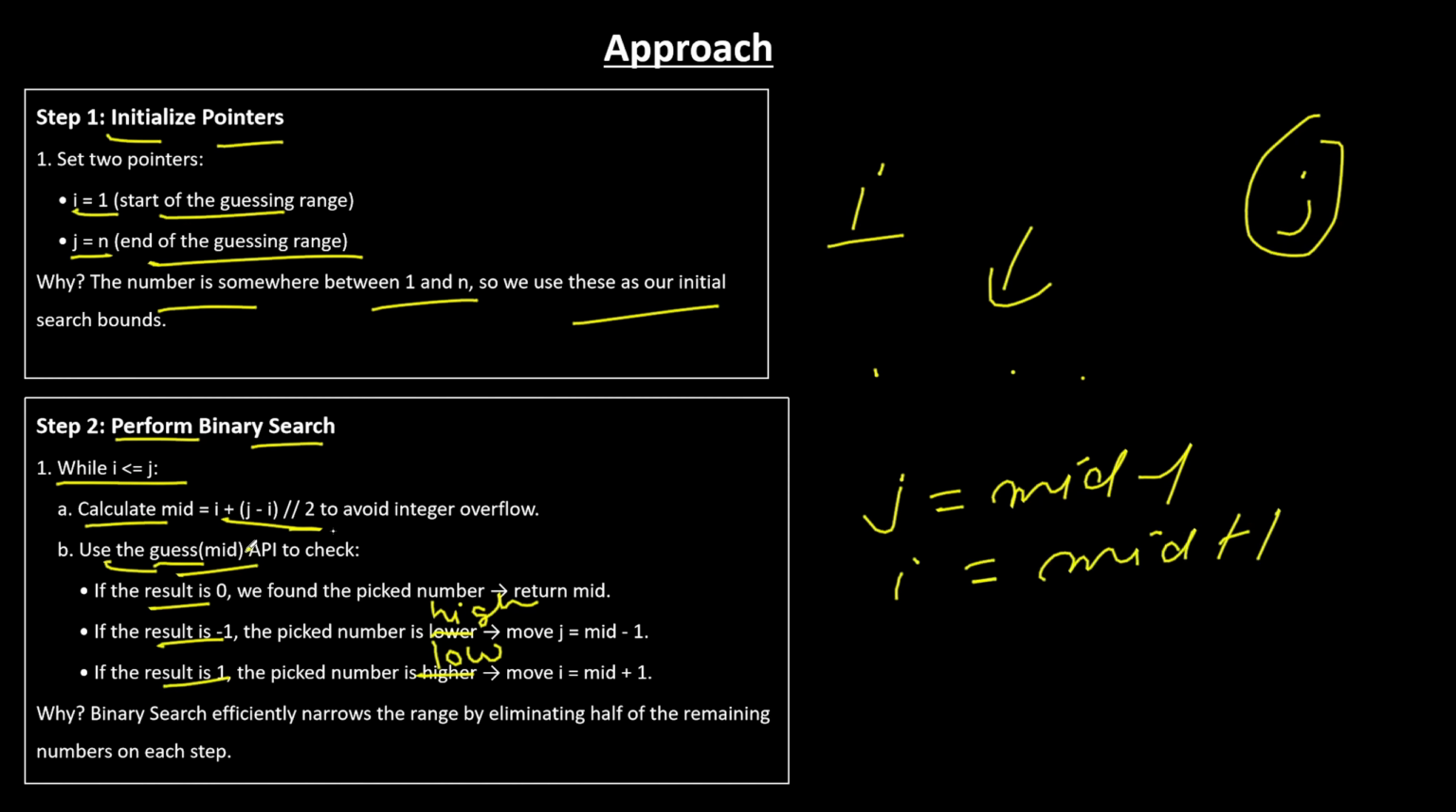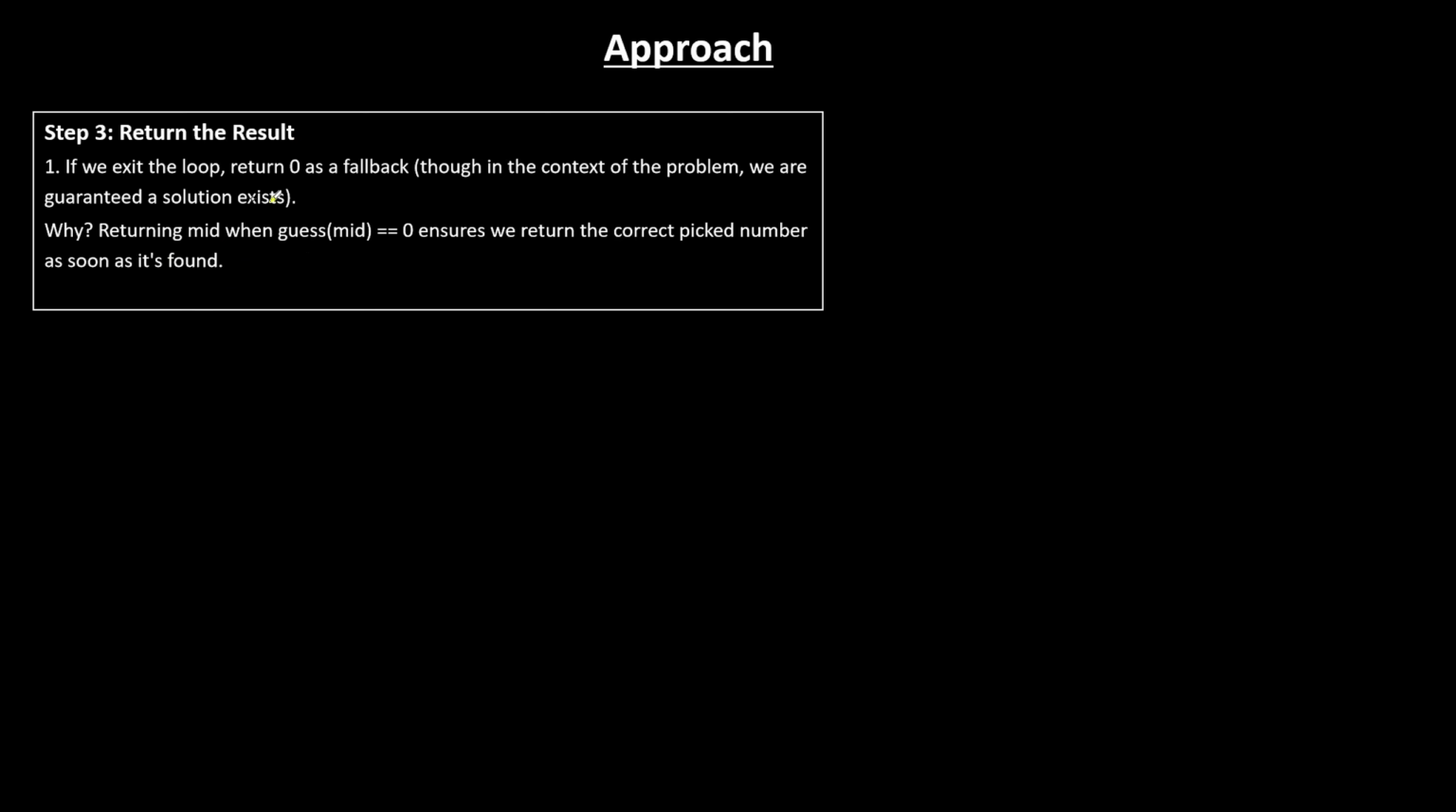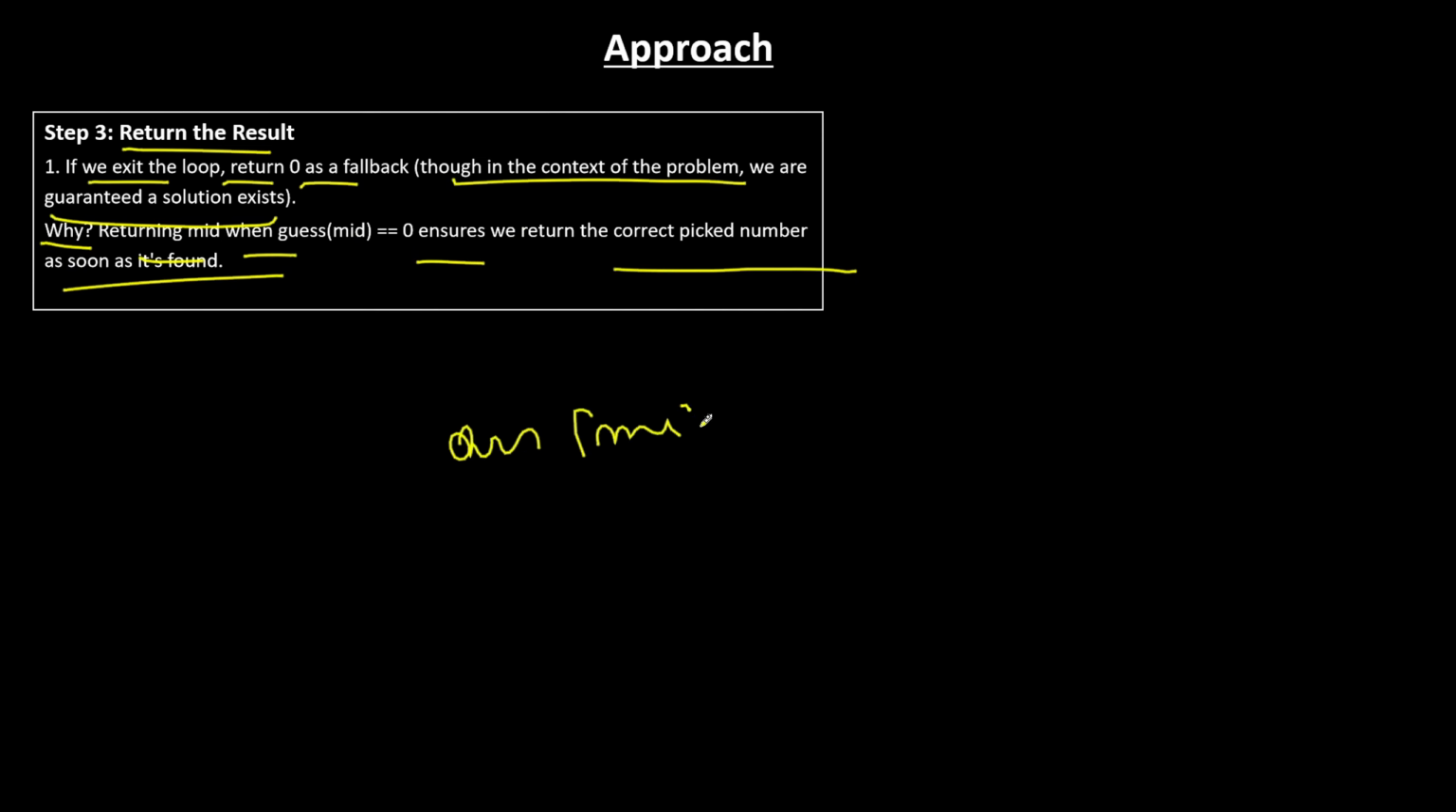Pretty simple. Now binary search efficiently narrows the range by eliminating half of the remaining numbers on each step, right? This is a pretty simple straightforward thing. Now at the end, after completing the binary search, we will return the result. If we exit the loop, we return 0 as a fallback. So in the context of the problem, we are guaranteed a solution exists, right? But just for our safe case, we put a fallback. And while returning the mid value, we ensure that we return the correct picked number as soon as we found it. So basically, if the guess of mid equals 0, then we just return the mid. Okay, that's all. So I hope you understood the approach explanation. Let's move to the next slide.